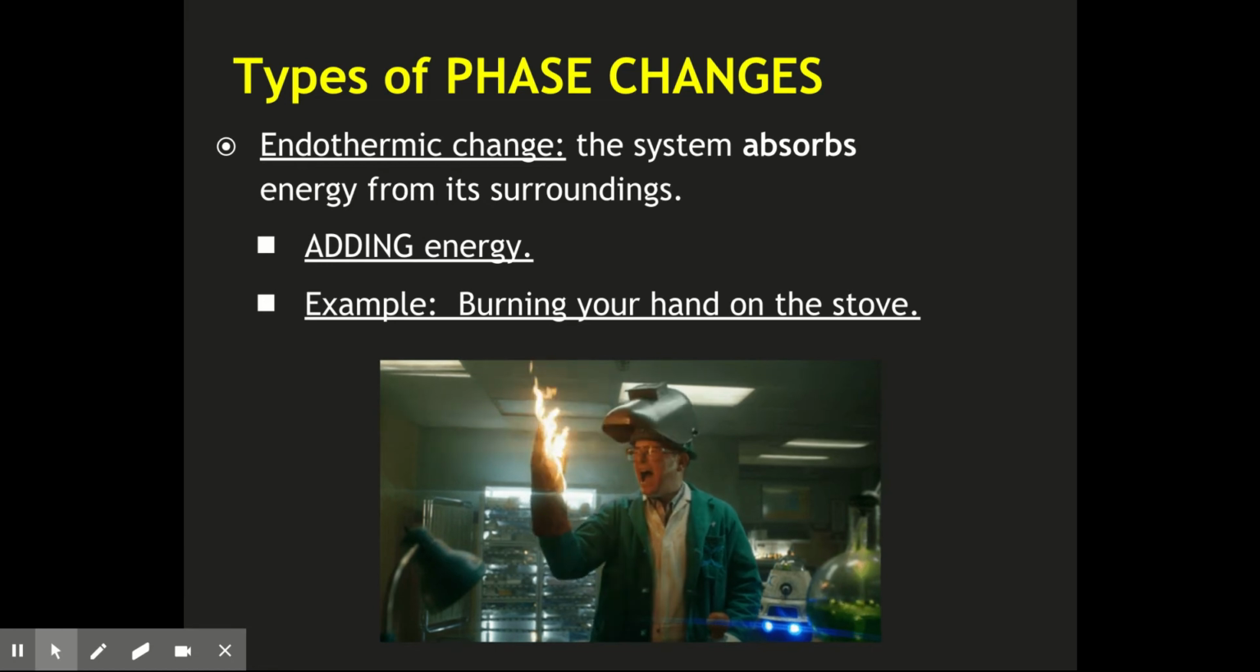So this is an example. Burning your hand on the stove. Your hand is now the system. It's absorbing energy from the hot stove. That's an endothermic change.